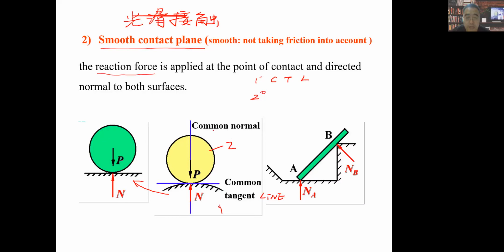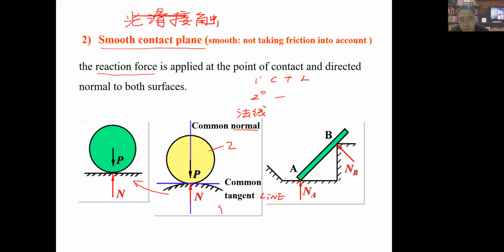You know, in China we call that normal means 法线, 法线. So actually, first we draw the common tangent line, then second we draw a perpendicular line, which is perpendicular to this common tangent line and goes through the contact point, right? So we can use here to repeat this precisely.